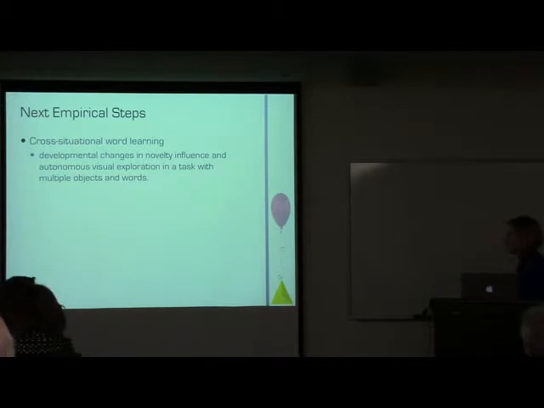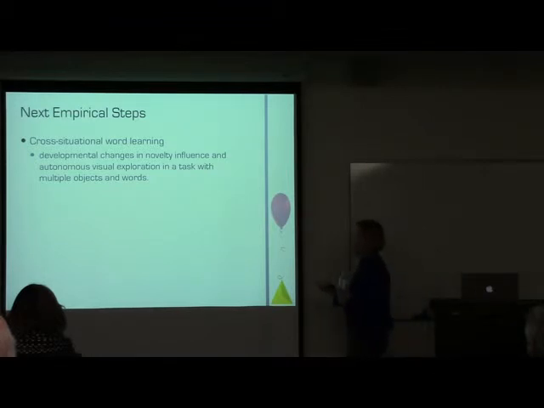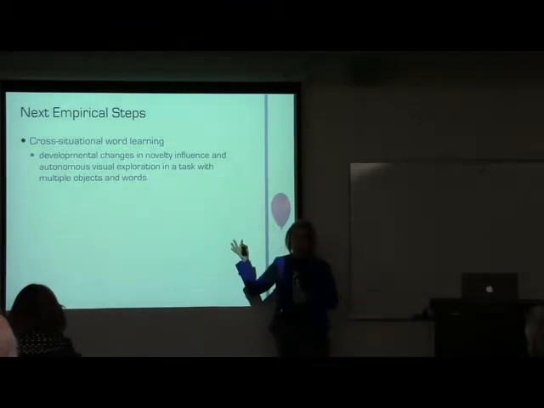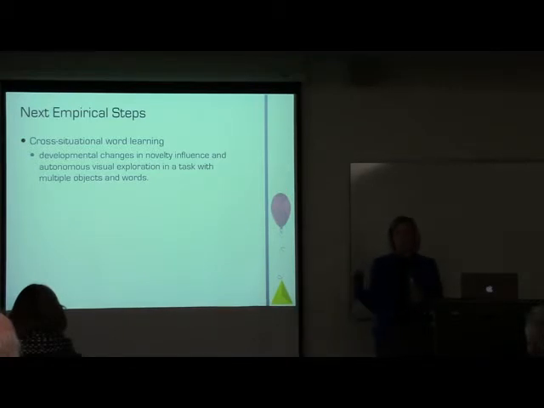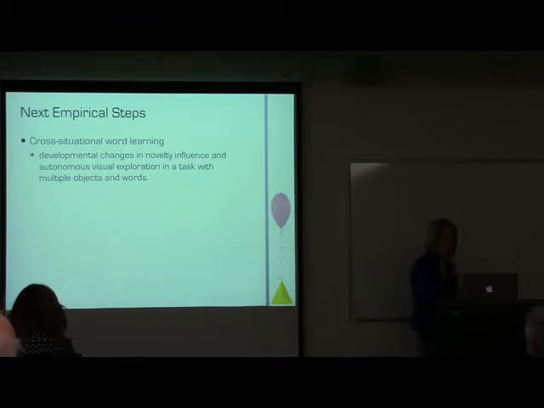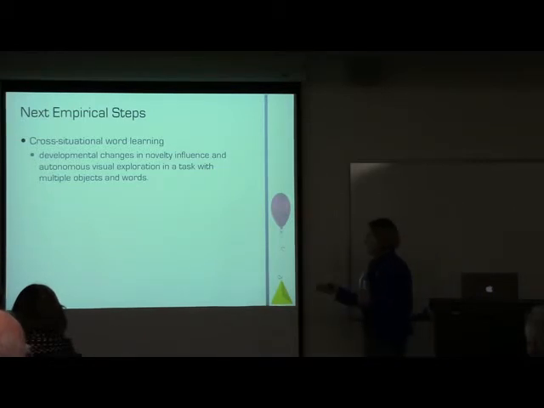There's a lot of controversy. We know there are developmental changes in novelty, and those influence autonomous visual exploration in a task with multiple objects and words, like cross-situational word learning. Our model can actually capture those data. There's no model out there that integrates across the word learning and the visual attention component. And it makes predictions about how we should be able to get children to learn better in that particular kind of task. So Smith and Hughes data, we've captured it.